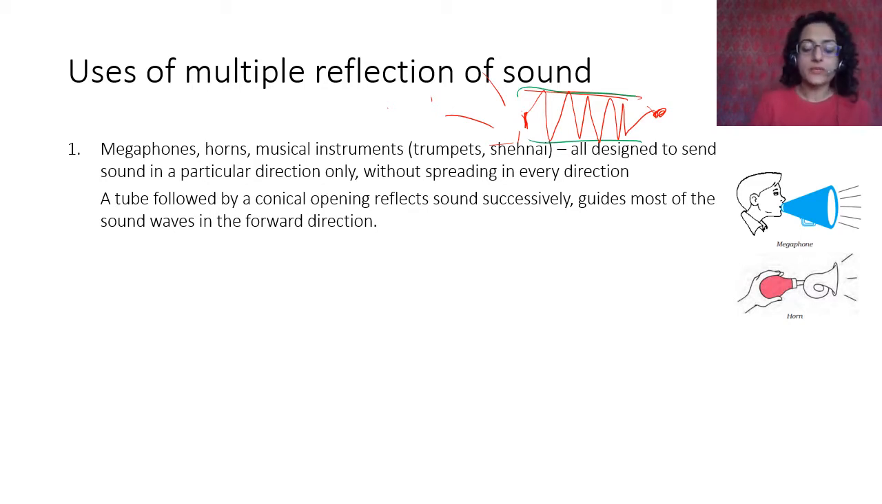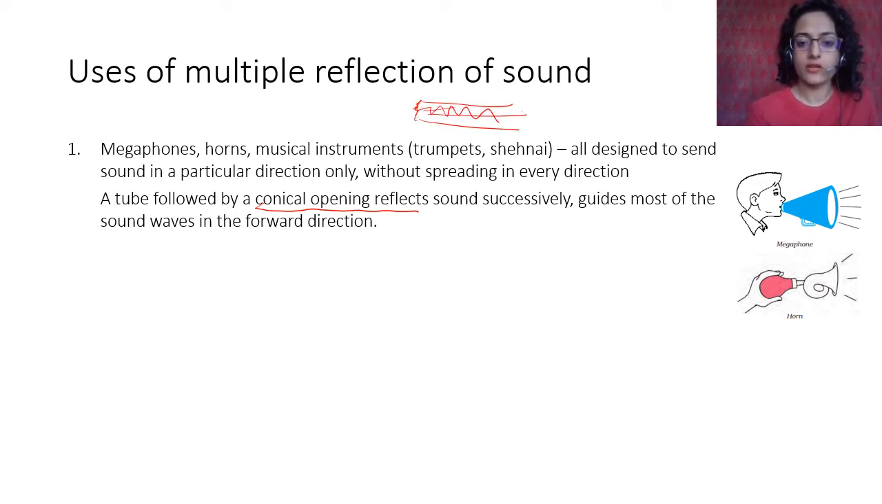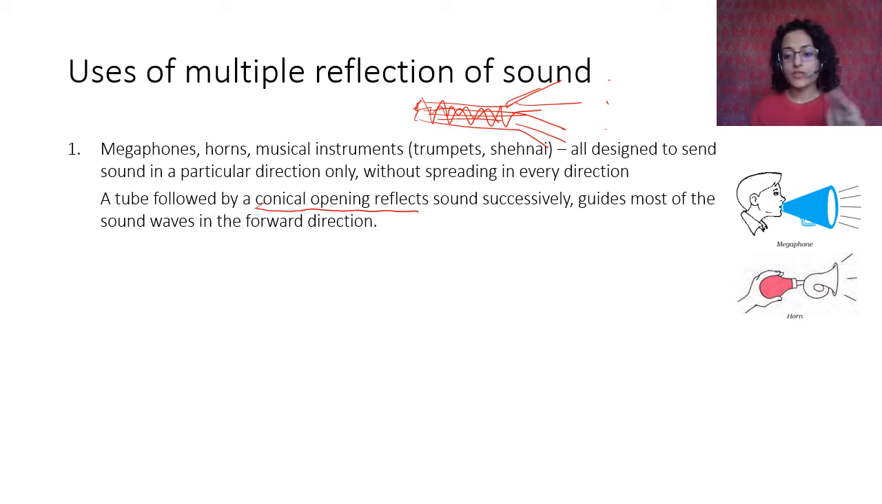So that is the same principle that we use in megaphones and shehnais and trumpets. They all have a tube which is followed by a conical opening. What does the conical opening do? This is the tube, so all of the sound, this is the source, goes like this, some of it gets reflected like this, and at the conical opening it starts moving in these directions. So the few people who need to hear it will hear it. Okay, so that is what happens.